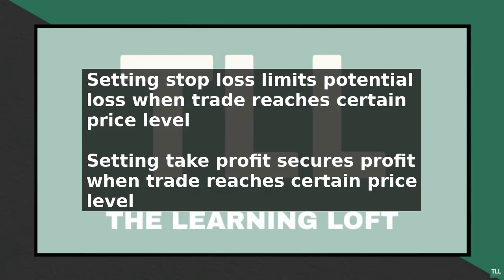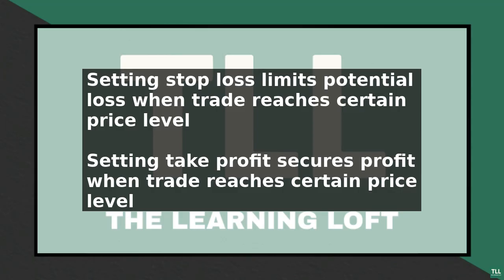A stop loss is an order that automatically closes your trade when it reaches a certain price level, limiting your potential loss. On the other hand, a take profit is an order that automatically closes your trade when it reaches a certain price level, securing your profit.